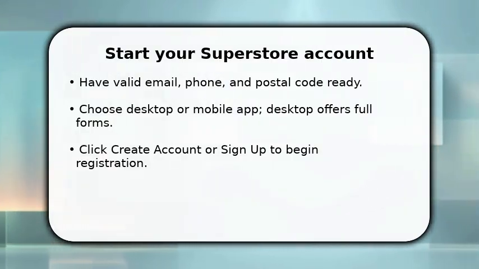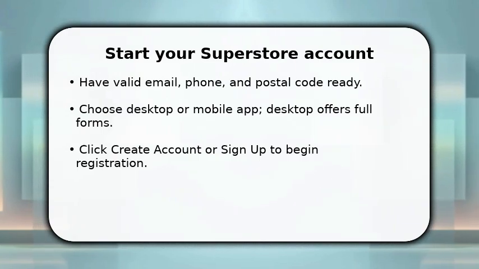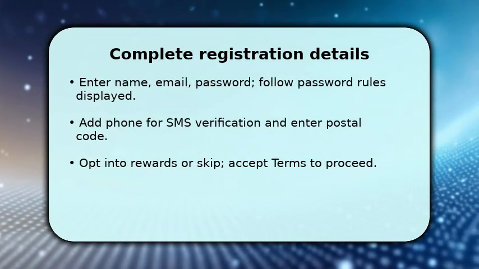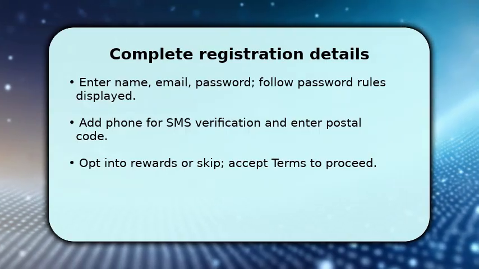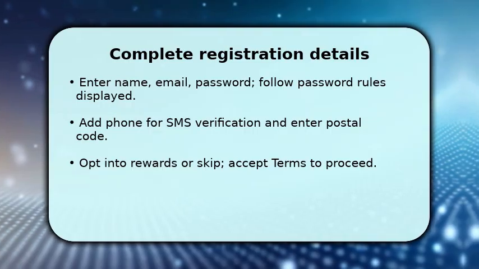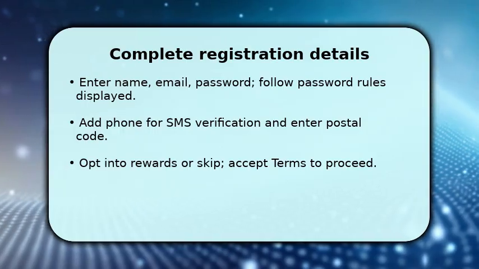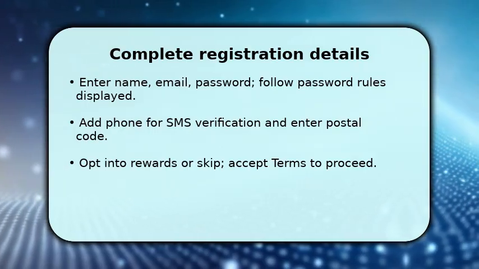Make sure to use a primary email. You'll receive confirmations and password resets there, so accuracy speeds the rest. You now fill the detailed fields: full name, an email you control, and a strong password following the site's rules. This prevents later lockouts. Next, enter your phone number and watch for the verification code. Type it promptly so your session doesn't time out.